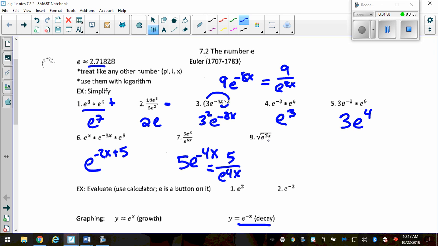And then number 8, remember, square root is a 1/2 power. This is really e to the x, because a power to a power, we multiply them.